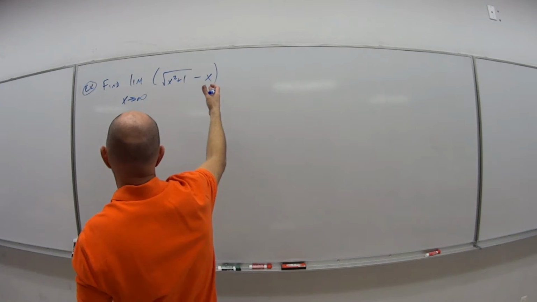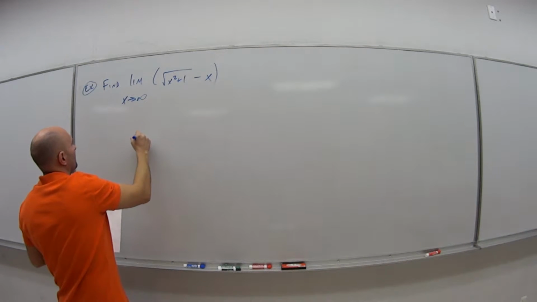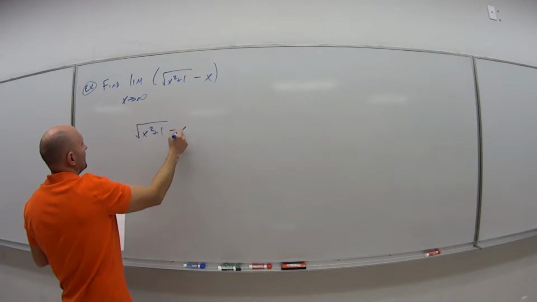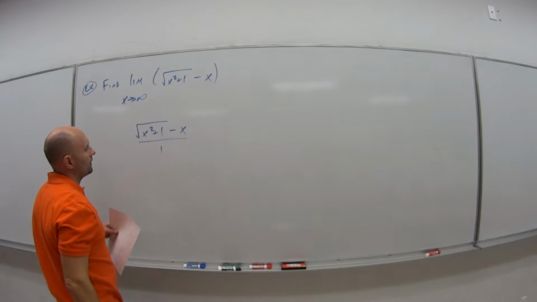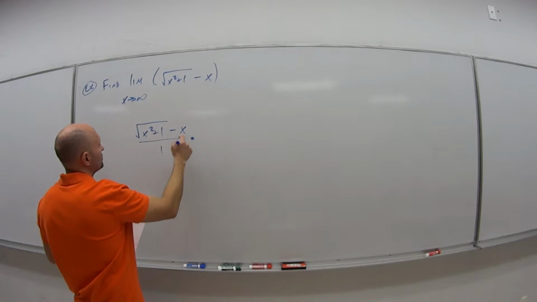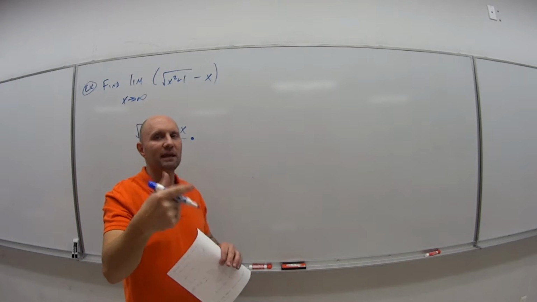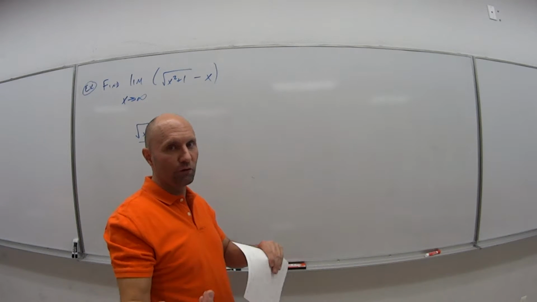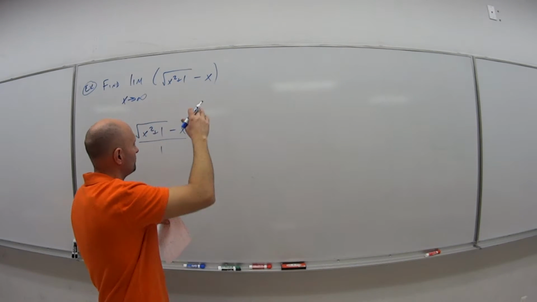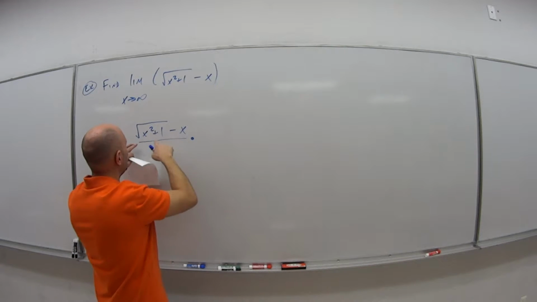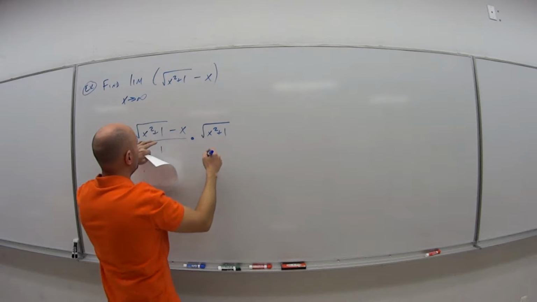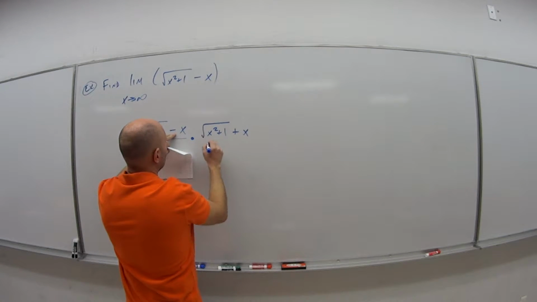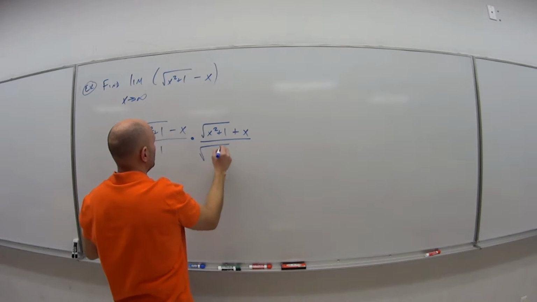We can rationalize this. So this is square root of x squared plus 1 minus x all over 1. If I rationalize it, I'm taking the conjugate of the numerator and then multiplying both numerator and denominator by that. So multiply the numerator by square root of x squared plus 1 plus x, and do the same in the denominator.